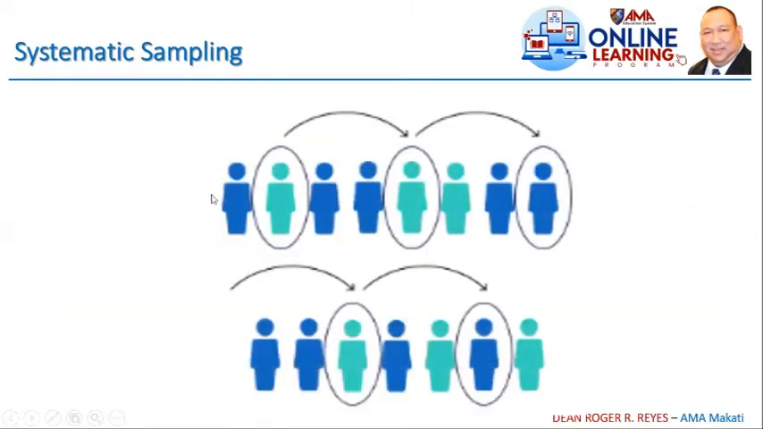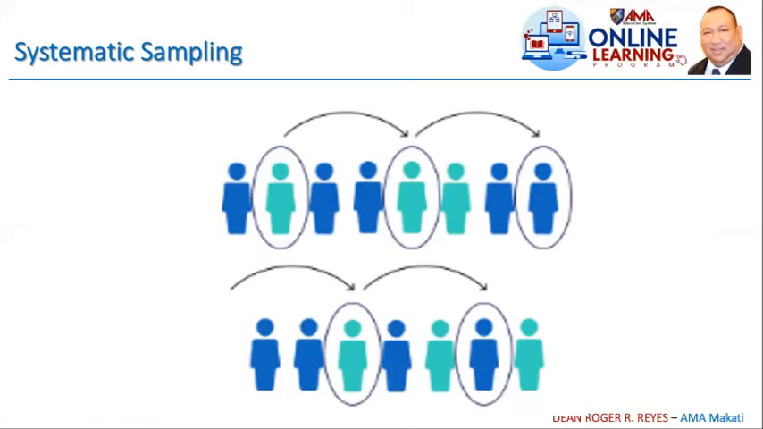Yan. So, itong interval. So, from this, 1, 2, 3, 4, 5, 6, 7, 8, 9, 10, 11, 12, 13, 14, 15 na population, kukuha tayo ng 5. So, 15 divided by 5 is 3. So, dapat every 3. Okay. So, 1, 2, 3. O, number 2. So, 1, 2. And then we count 1, 2, 3. So, every third is included in our systematic sampling.